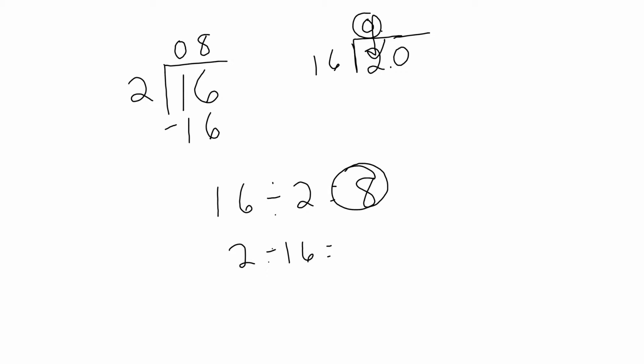So just to recap, the commutative property does not work with subtraction or with division. It only works with multiplication and with addition.